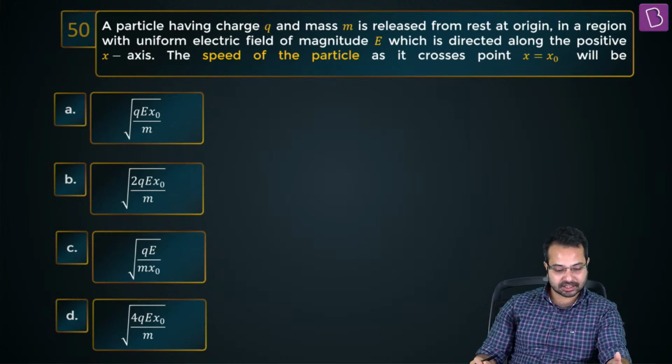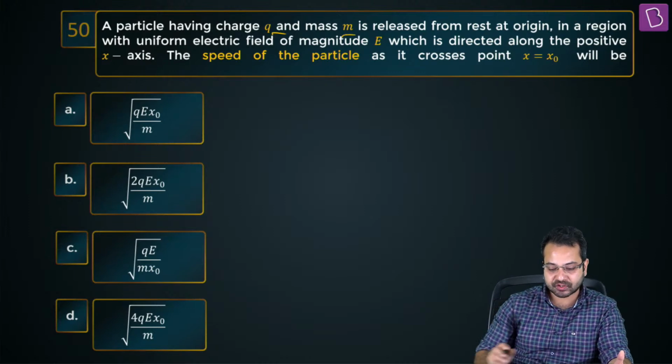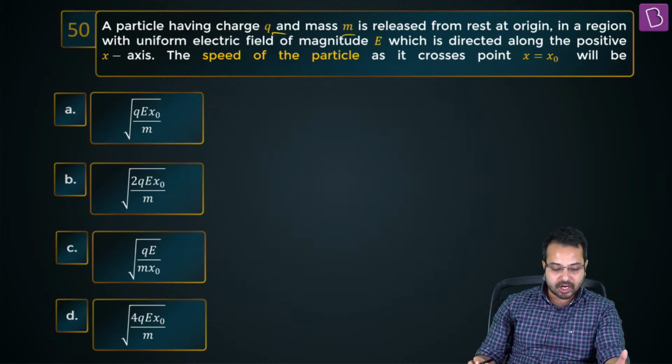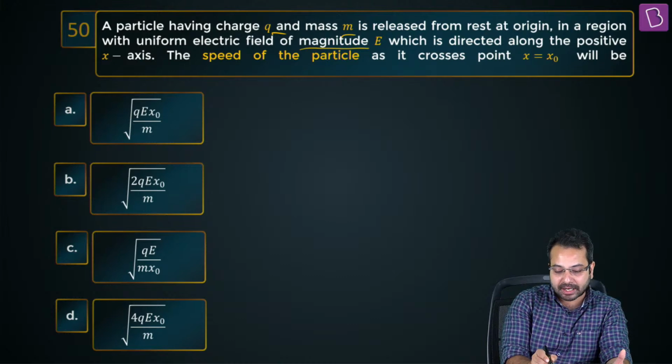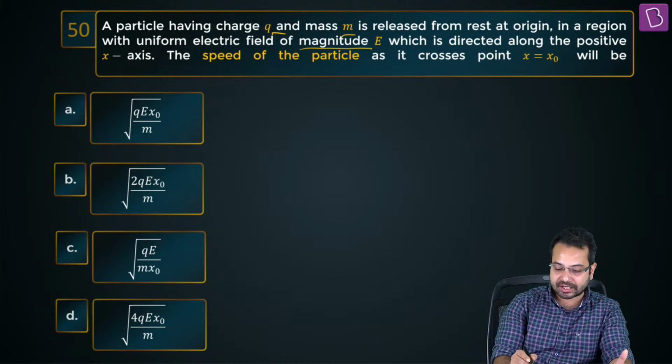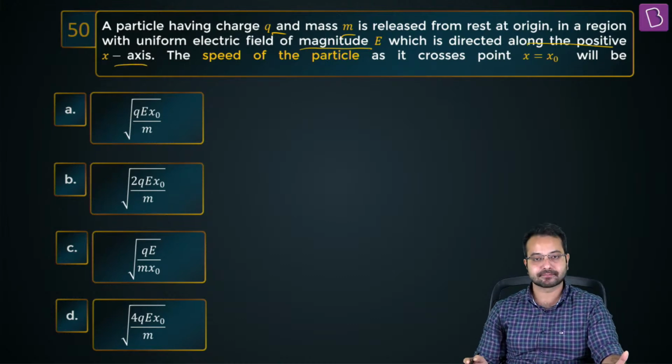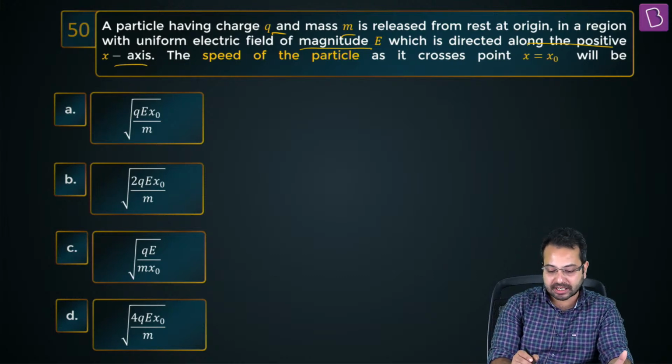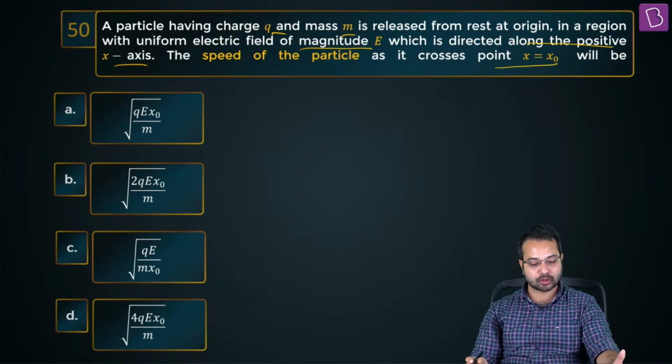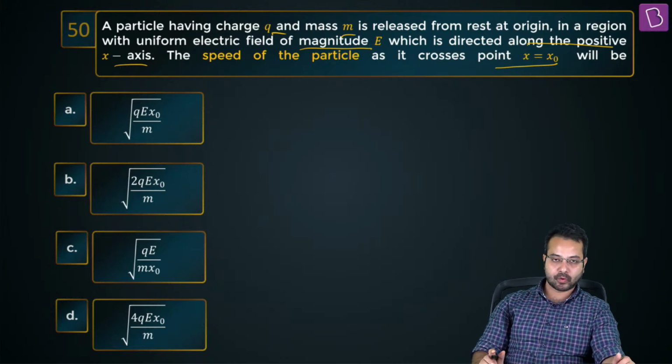Alright, next, what do we have? A particle having charge Q and mass m is released from rest at origin, in a region where electric field of magnitude E is directed along the positive x-axis. The speed of the particle as it crosses point x equal to x naught will be.